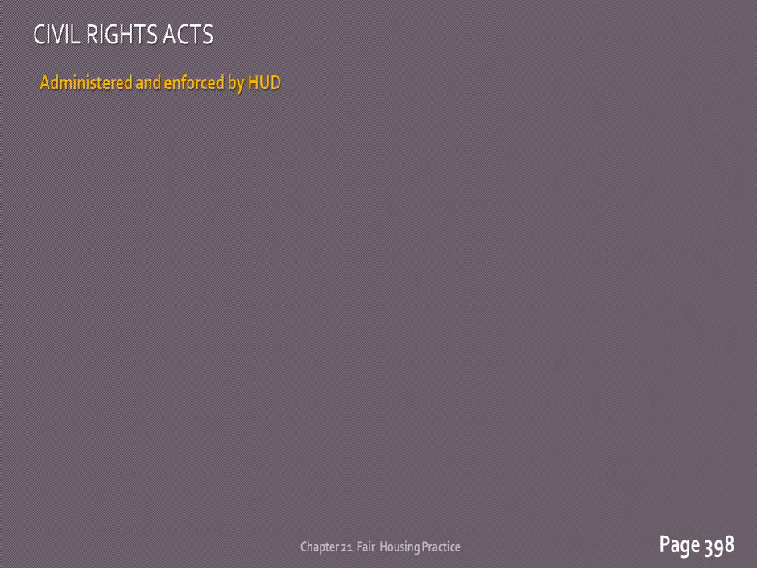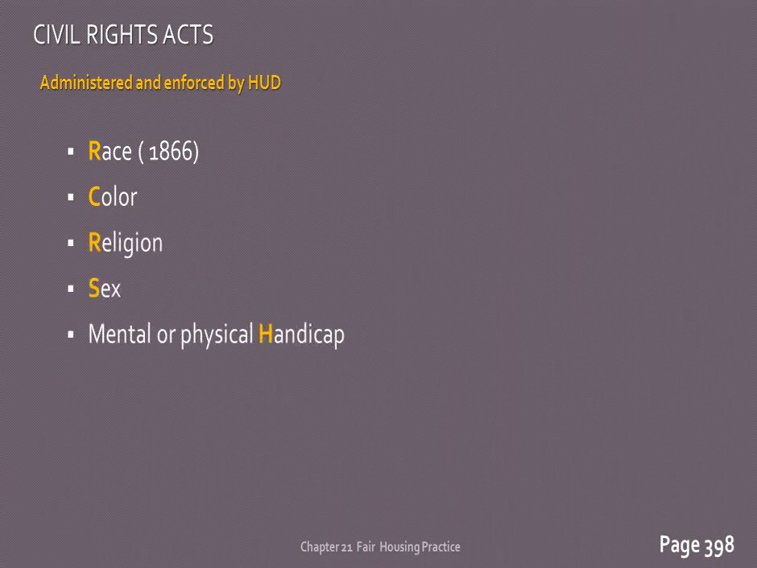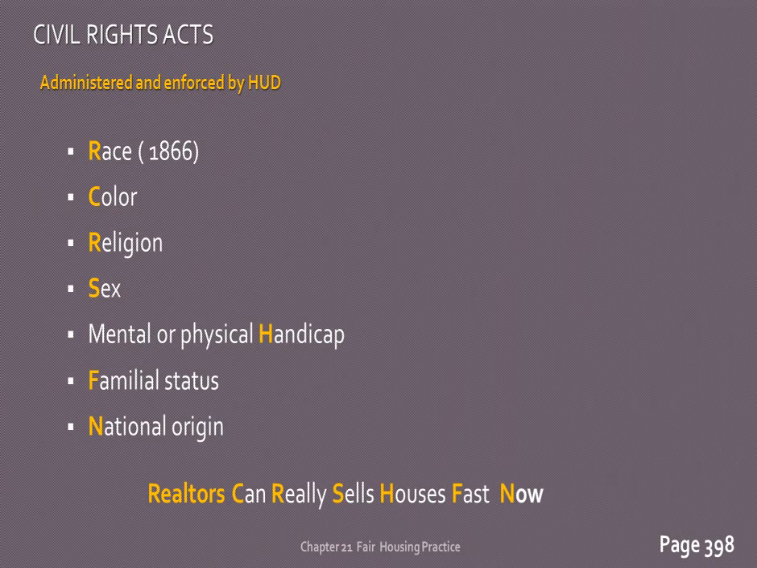Those other Civil Rights acts that we talked about add to race as protected classes. They're administered by the Department of Housing and Urban Development, and they include the other acts. In addition to race, those include color, religion, sex, mental or physical handicap, familial status, national origin. You can remember that by: Realtors can really sell houses faster now. R, race, C, color, R, religion, S, sex, H, handicap, F, familial status, and N, national origin. So an easy way to remember the federal protected classes.